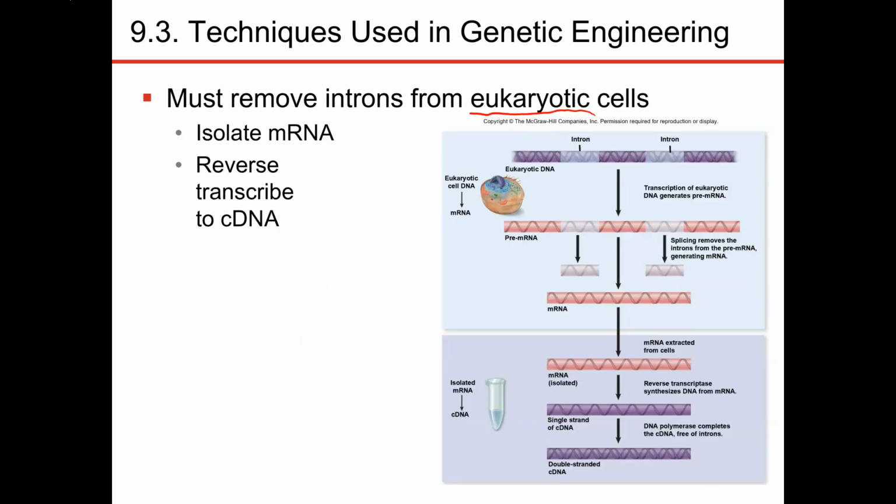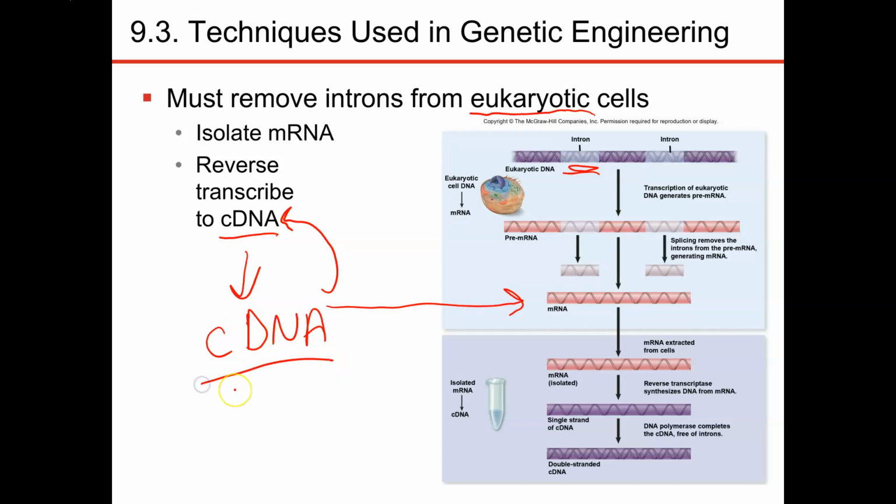We can do this with eukaryotes as well. But when we do this with eukaryotic organisms, we first have to get rid of the introns and produce mature messenger RNA. So from here, we can use a reverse transcriptase to reverse transcribe into a copy of DNA. From this, we can then use DNA polymerase to make double-stranded cDNA that we then can produce our own gene library from.